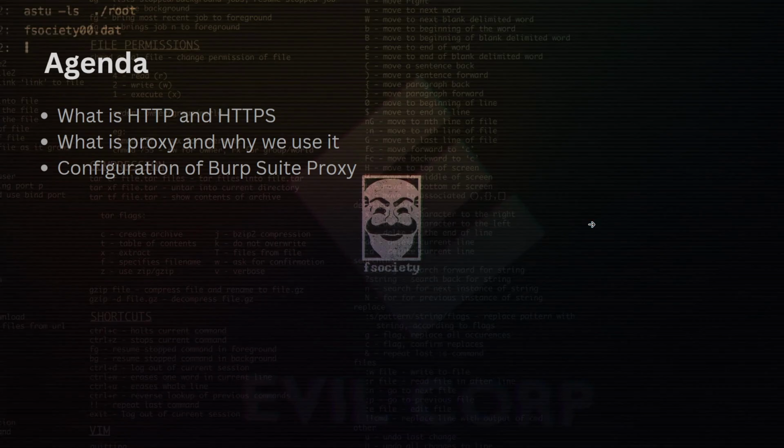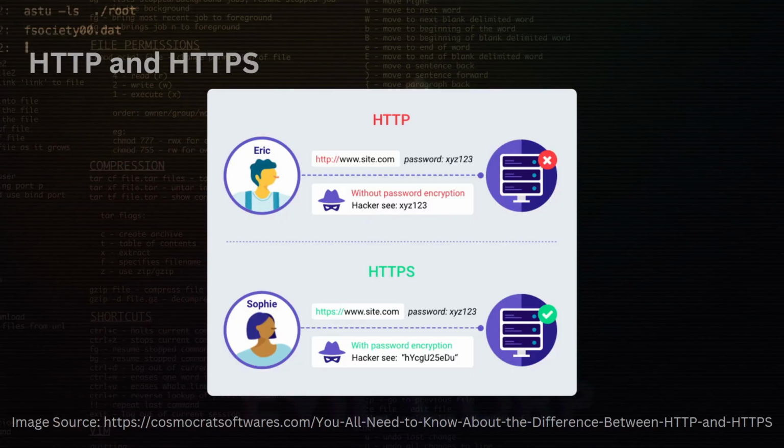So when you visit any website, your browser and the web server communicate using a protocol known as HTTP or HTTPS. Basically, what are HTTP and HTTPS? Here, as you can see, there are two different scenarios. One is for HTTP and the second is for HTTPS. So HTTP basically stands for Hypertext Transfer Protocol. It is the foundation of any data exchange on the web. It's the protocol used to load web pages and manage communication between the browser and the server.